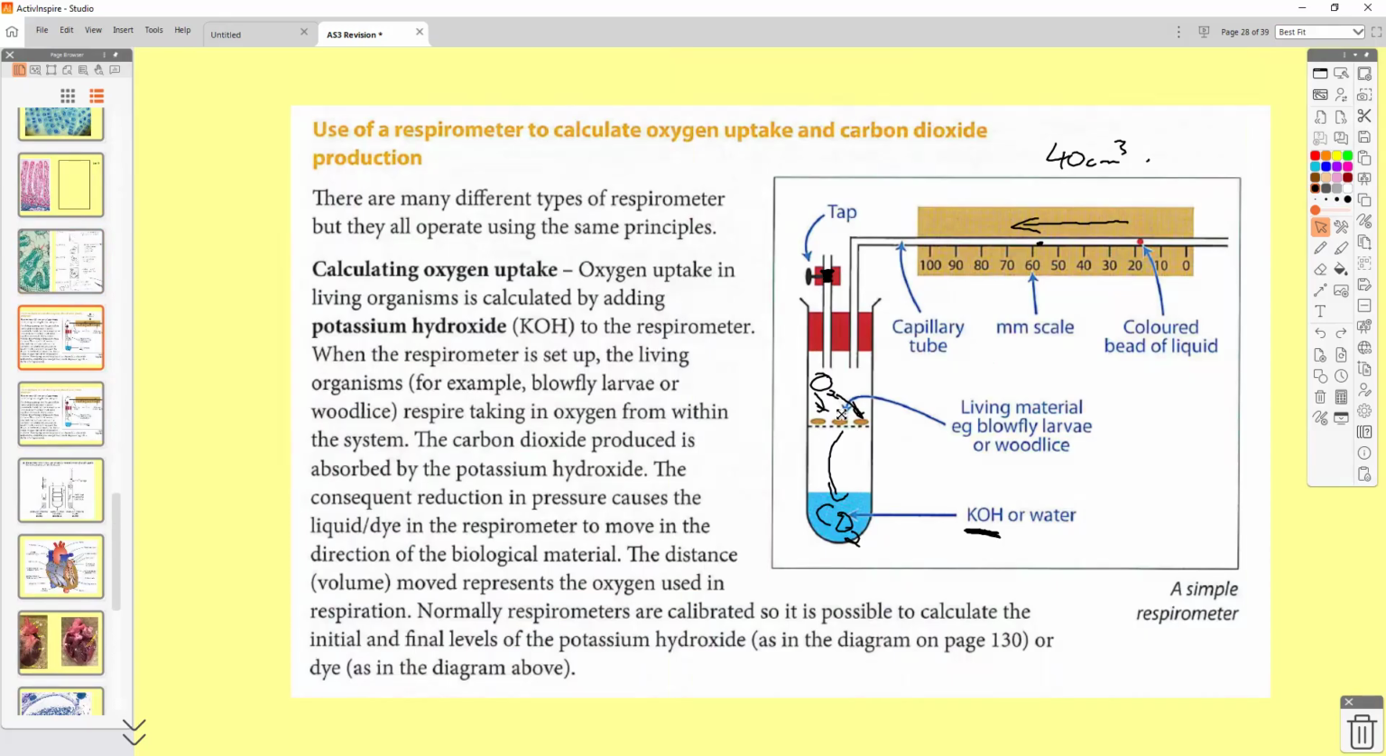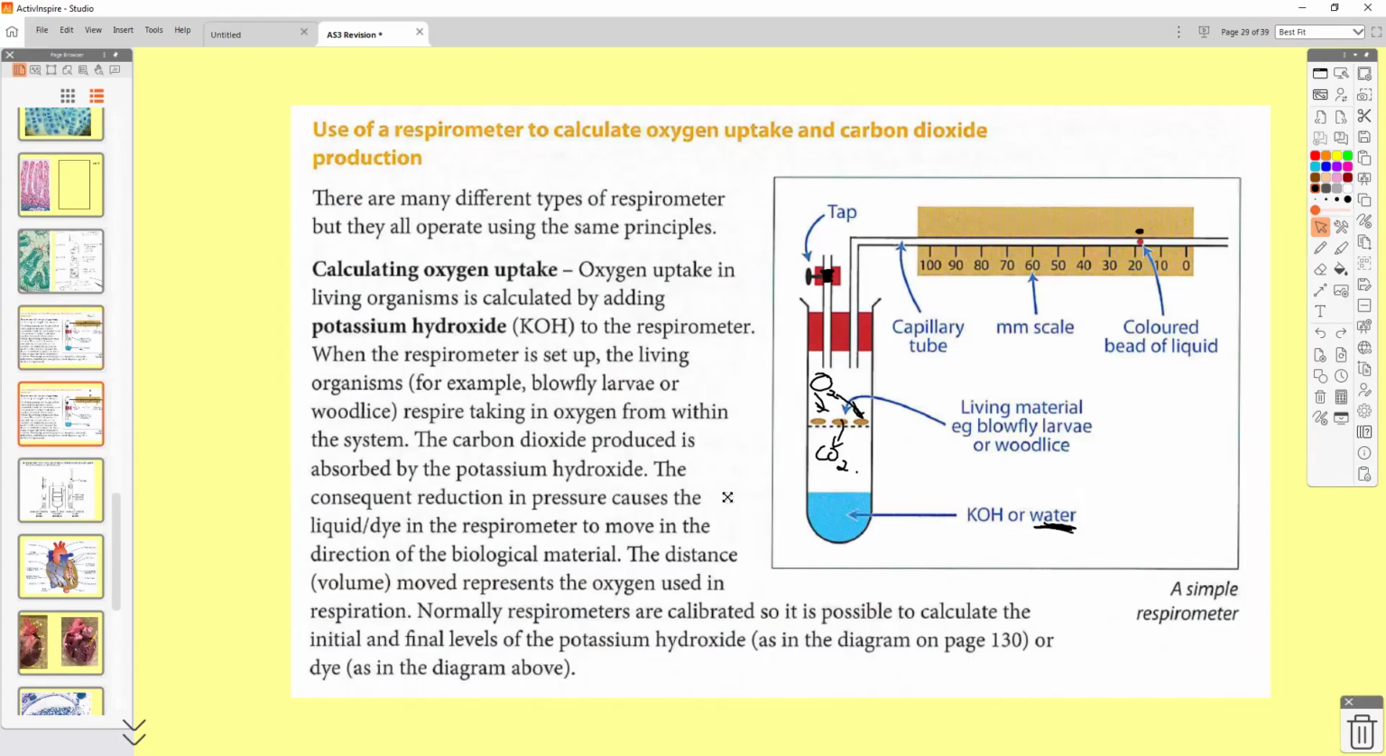It uses up the oxygen, produces carbon dioxide, which gets absorbed by your potassium hydroxide, which causes the amount of gas to reduce within the system, which means that the bubble here should move to the left, towards your respiring tissue. You can do that over a time period and then work out a rate of oxygen uptake.